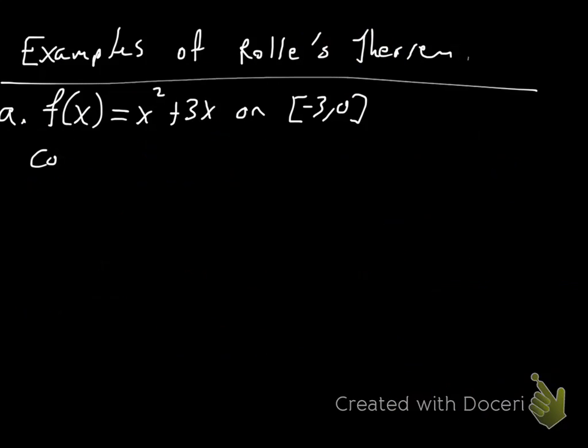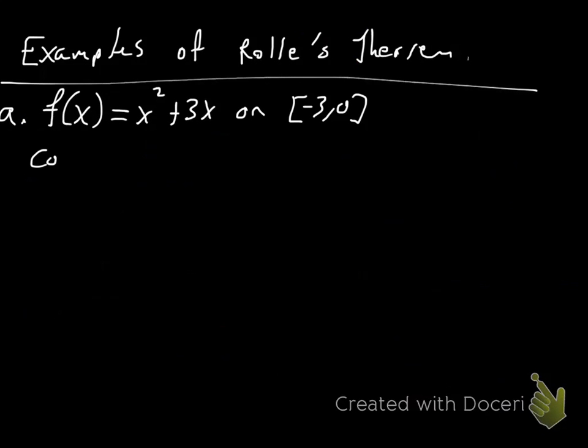All right, continuing on, we'll do a couple examples of Rolle's theorem. Here we have f of x is equal to x squared plus 3x, and we're going to consider it on the closed interval -3 to 0.